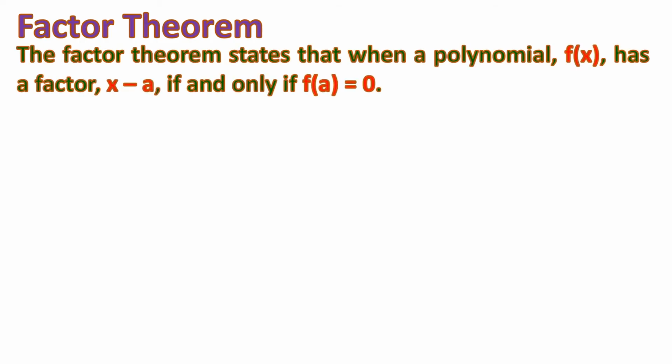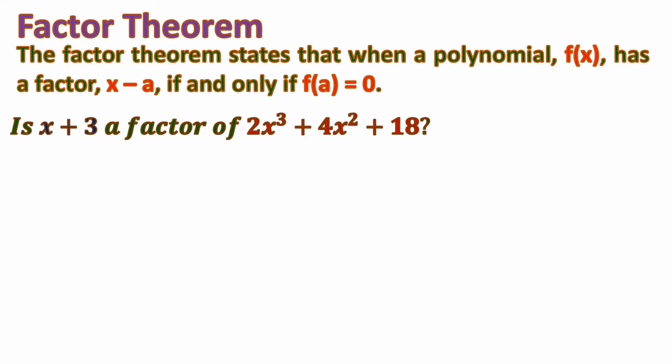Now let's move on to the factor theorem. The factor theorem states that a polynomial f of x has a factor x minus a if and only if f of a is equal to 0. So it's actually in relation to the remainder theorem. What does it mean by that?